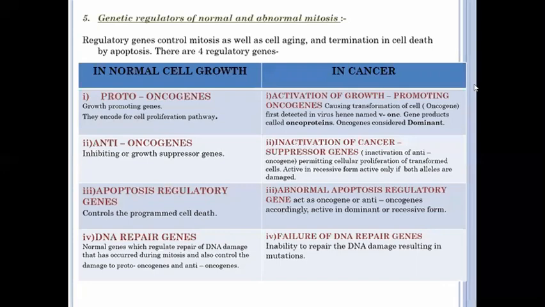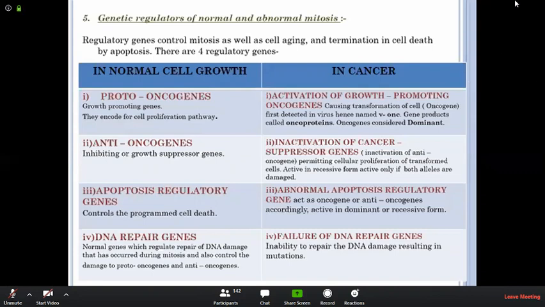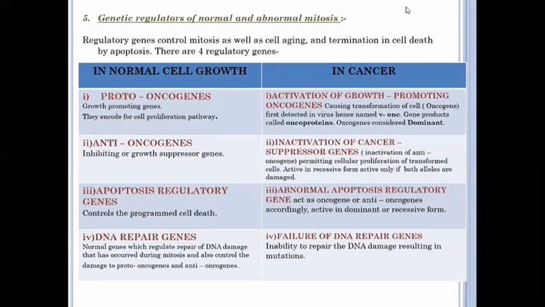The point is the genetic regulators of the normal and the abnormal mitosis also be considered for development of the malignancy. The regulatory genes control mitosis as well as the cell aging and termination of the cell by apoptosis. So there are the four regions which will be conducting the function of the normal process of the cell cycle. When they are altered, they will produce the malignancy. What are these? In the normal cell growth, the proto-oncogenes are the growth promoting genes and they are important for the cell proliferation pathways.